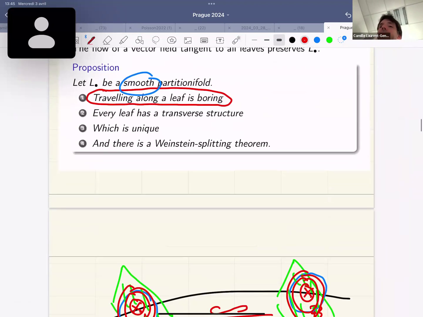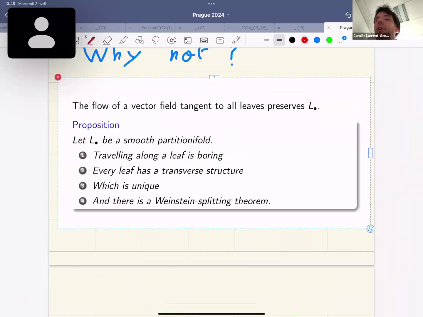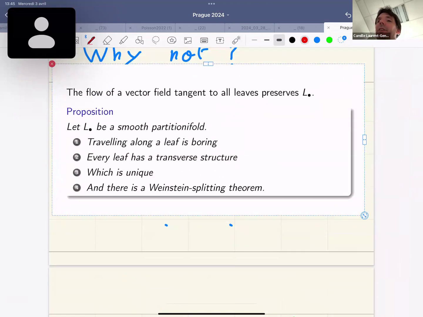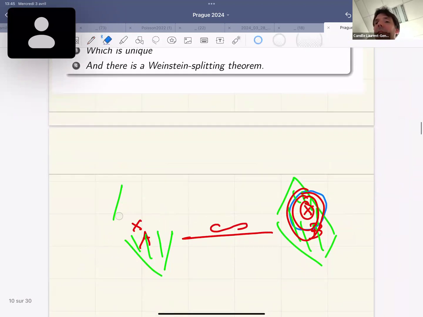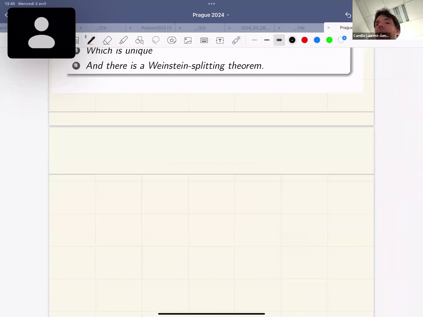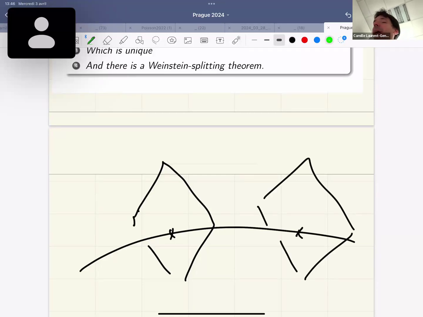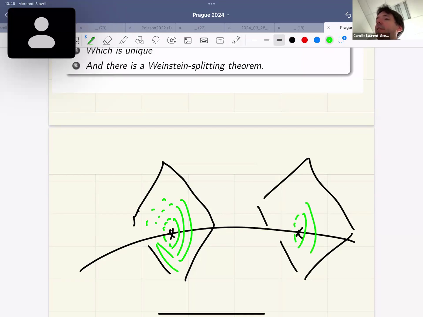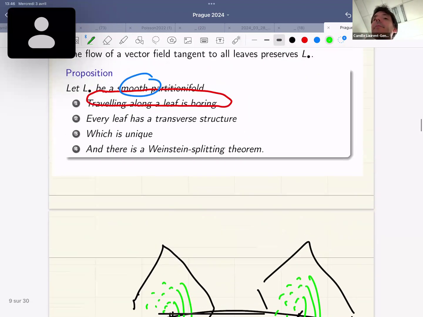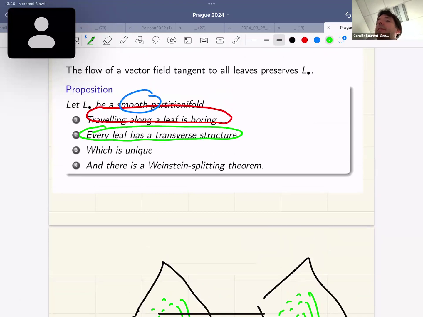So, long story short, if we have a smooth partition deformed, if you take any leaf, you have a well-defined notion of transverse smooth partition deformed. It's somehow the germs of smooth partition deformed that you get on some cross section, and it's well defined because you have this theorem that says that it is unique. Okay, this was to explain this item.